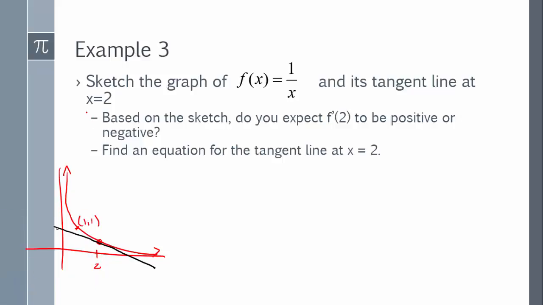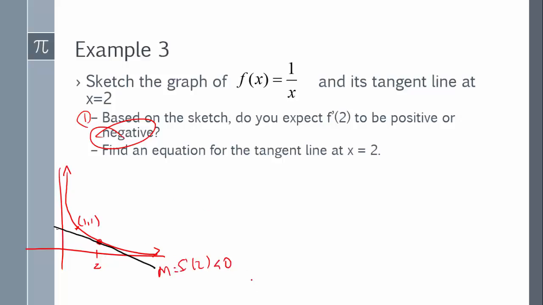Now, let's do the first question here. Based on the sketch, do you expect f prime of 2 to be positive or negative? Well, look at the black line. The black line, as you read from left to right, is going downhill. So yeah, I definitely expect this to be negative based on the line that I drew tangent to the curve at 2. It has a negative slope. And f prime of 2 just represents the slope of this line.